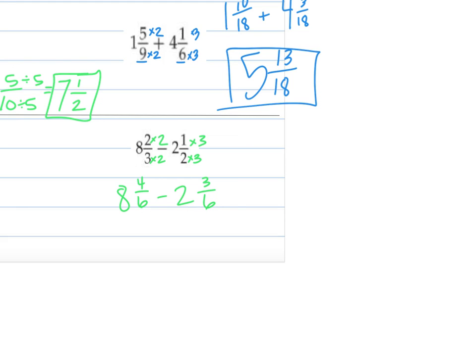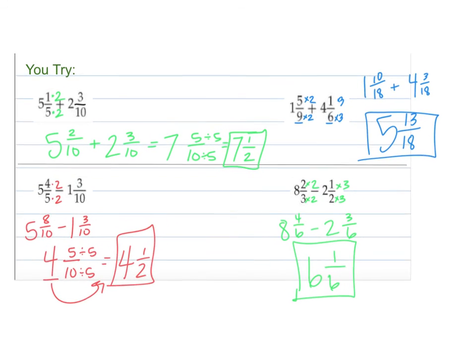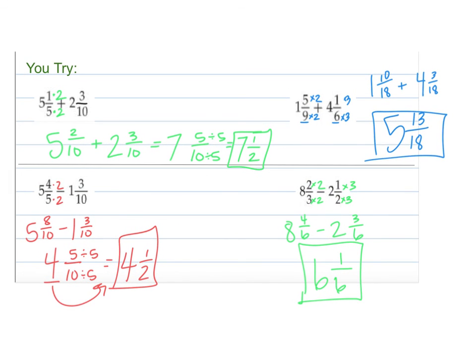Subtract the fractions. So numerators, 4 minus 3 is 1. Keep the denominator the same. Subtract the whole number. 8 minus 2 is 6. That can't be simplified, so 6 and 1/6 is my final answer. Okay. So it's very similar to adding and subtracting fractions. You have to have a common denominator. Just don't forget to include the whole number on there.